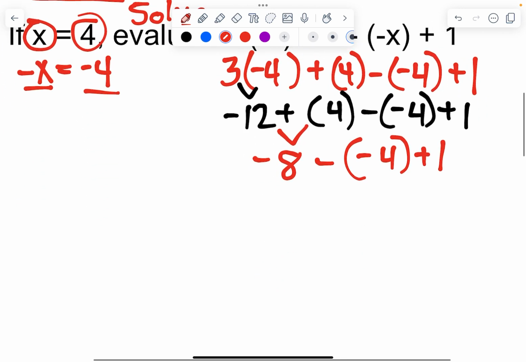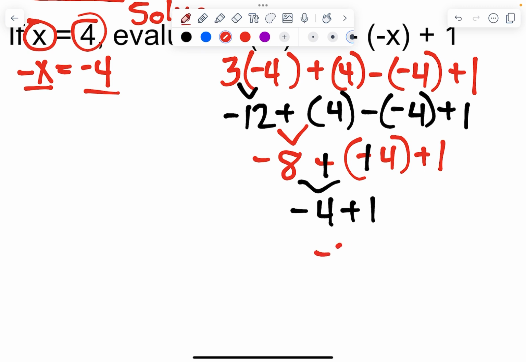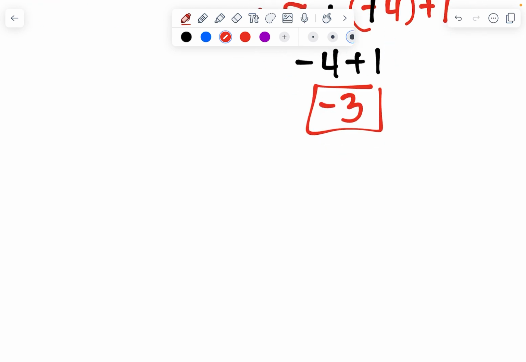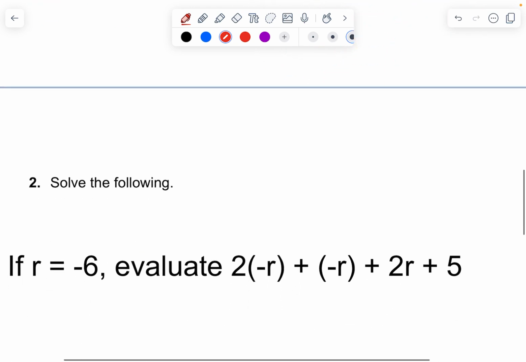I've got negative 8 minus a negative 4. And remember, when I have two negatives next to each other, I can do a plus plus, or as Ms. Clemens would say, a chop chop. So I now have negative 8 plus 4, which is negative 4, plus 1. And I end up with one answer, which is negative 3. And that's it. That's how you do the problems. Let's go ahead and move down to the next problem.